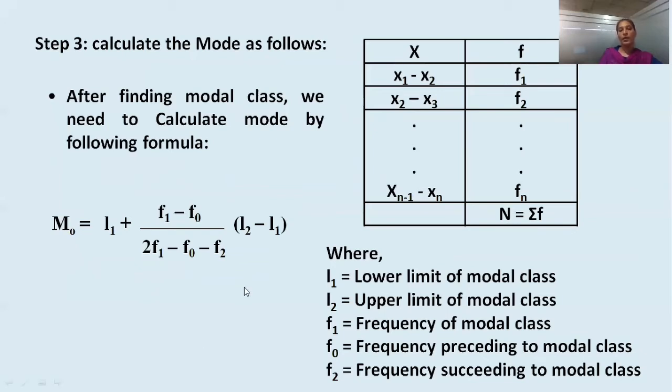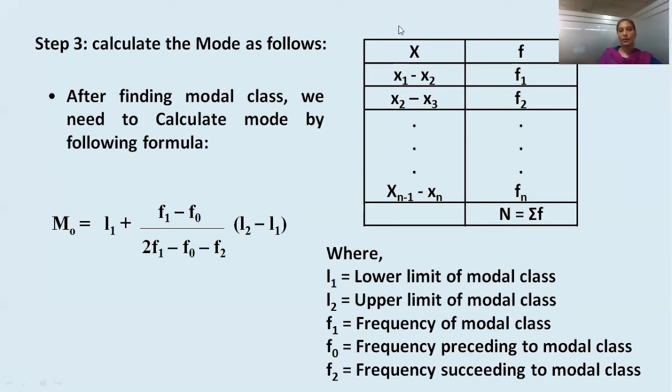In this formula, the notations are: L1 is the lower limit of the modal class, L2 is the upper limit of the modal class, F1 is the frequency of the modal class, F0 is the frequency preceding the modal class, and F2 is the frequency succeeding the modal class.